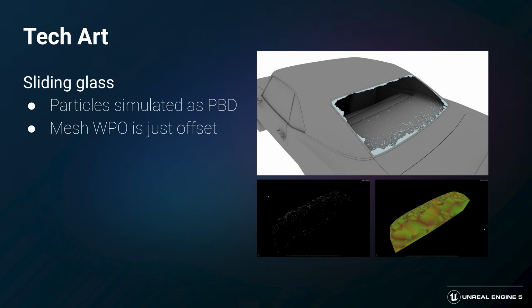Ultimately, we took this cool fractured mesh that we had, brought it into Houdini, made points out of it, brought those points back into Niagara, simulated them with a position-based dynamic solver, and then used the results to just transform the original mesh with world position offset. This let us really art direct it, make sure the fractures look just how we wanted, and then have it roll around the back seat.